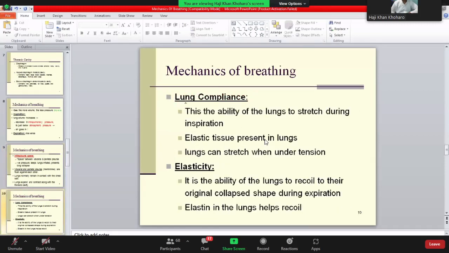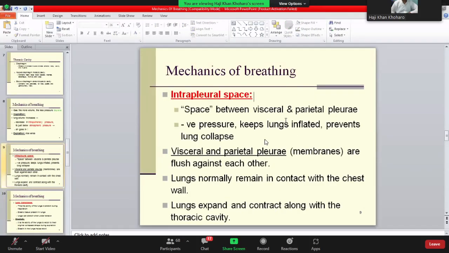Now another terminology that is very important is known as lung compliance. Lung compliance is defined as the capacity of the lungs to stretch during inspiration. This stretch occurs because of elastic tissue present in the lungs, and hence lungs can stretch when under tension. And this elastic tissue elasticity is actually overcome by the negative intrapleural space pressure.